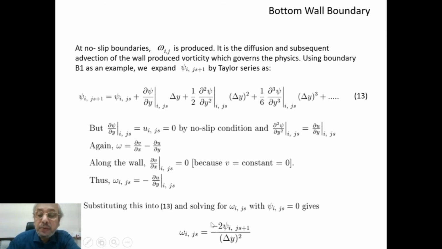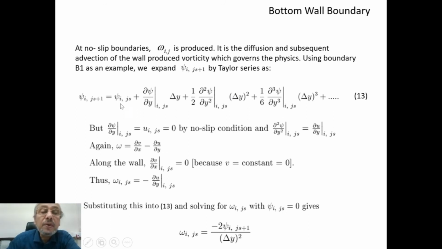So exactly we have it, but psi ijs is again 0. We substitute that because on the wall psi is 0. So then omega ijs equals minus twice psi I js plus 1 divided by delta y square, the 2 having been transferred to the left hand side.